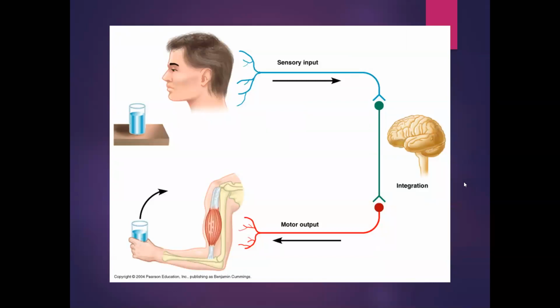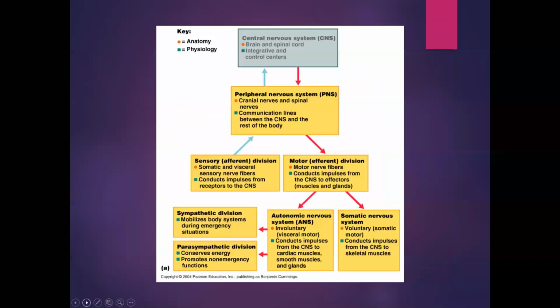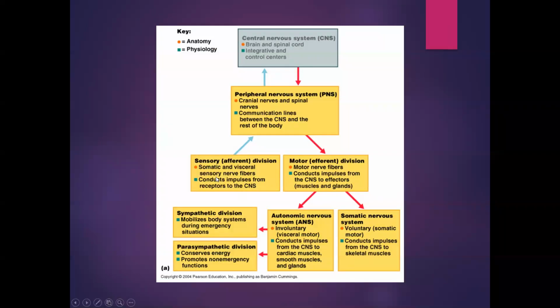Now, some of the next information we're going to do in lab, but I do want to look at this first. This has the whole organization of the nervous system. We just saw that we have the afferent or sensory division, and this is going to be in the PNS. So all of this in yellow is PNS, and the CNS is the gray, central nervous system. PNS stands for peripheral nervous system.